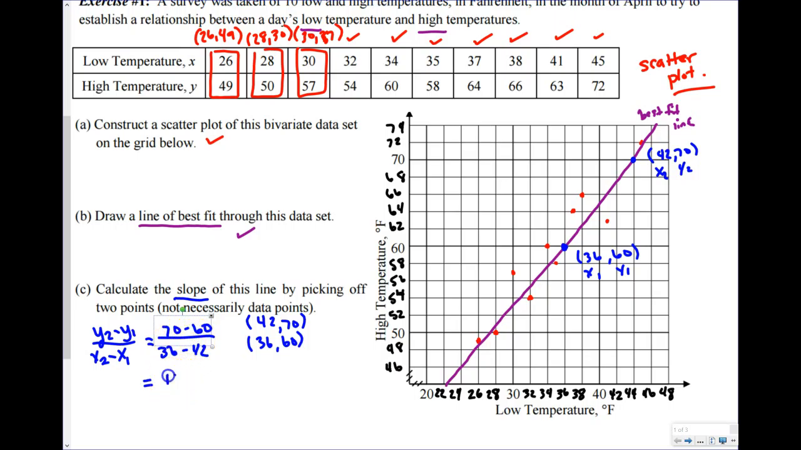So 70 minus 60 is 10, and 36 minus 42 is negative 6... 10 divided by 8 becomes 5 over 4, which gives me 1.2 as my slope. So my slope is 1.2, okay? That's basically your m, right? 1.2 is the m of your line of best fit, okay?